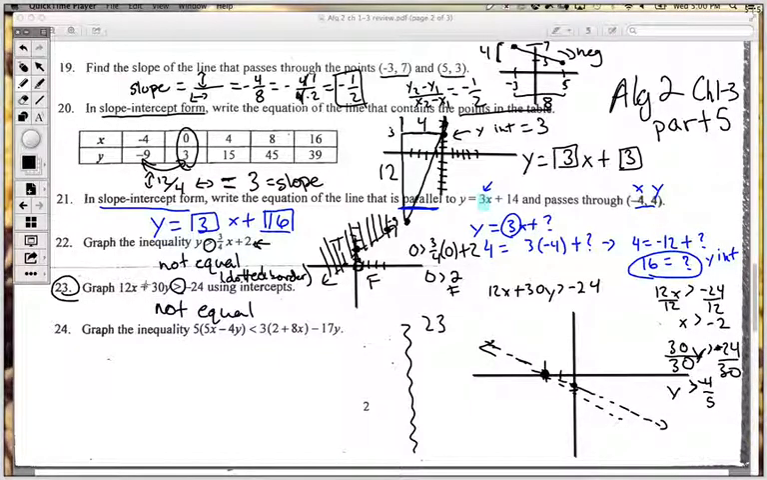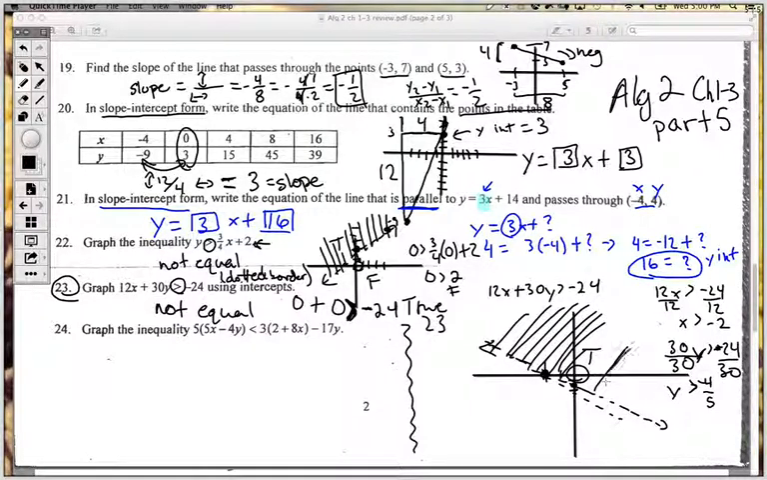It's kind of hard to tell just by looking at it, but let's try testing a point. Let's try 0, 0, our favorite point to test. That would tell me that 12 times 0 plus 30 times 0 is greater than negative 24. Well, 0 is in fact greater than negative 24 because negative 24 is below 0. So that's true, which means this side is true. So I'm going to shade the side that's true.